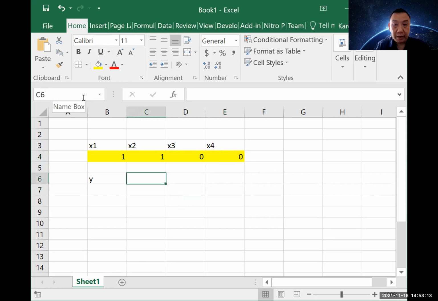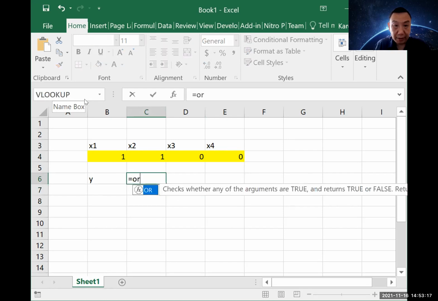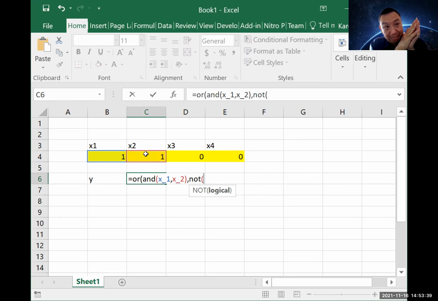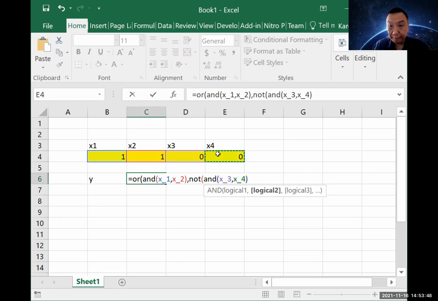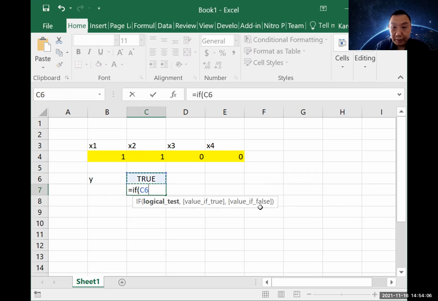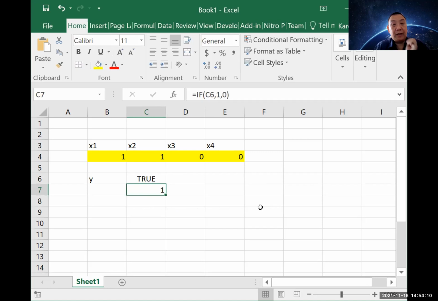So I need to calculate the y here. How do you get the y? So you get OR, right? OR of what? I get the n of x1, comma x2, right? And then you get the not. And then what? You get the n of x3, comma x4. So this is the close of the n, this is the close of the OR. So this is the answer. If you want to binarize, if it is true, then 1, otherwise 0. So the answer is 1.